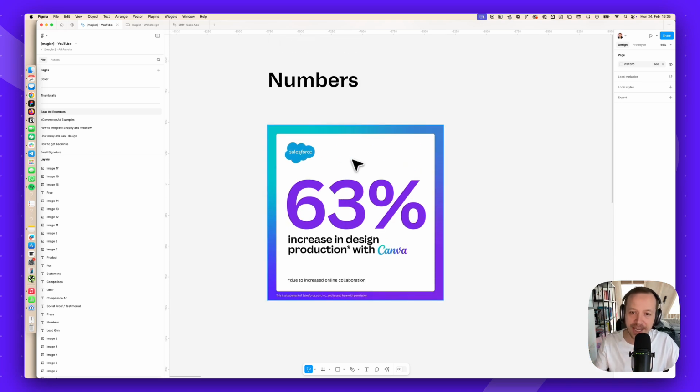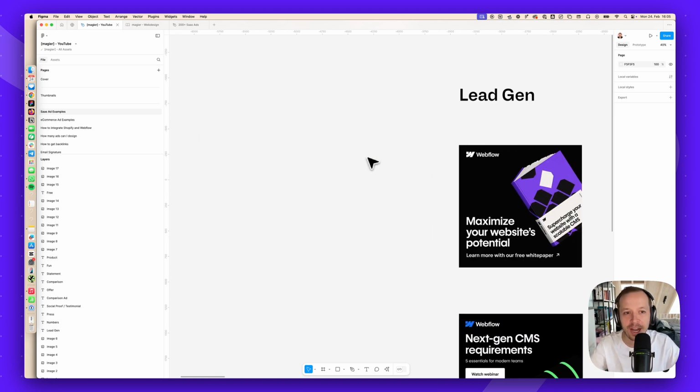Numbers can be tied to case studies, as I said, can be tied to your product, but it can also be something like used by 100,000 other marketers out there. So come up with some ideas and then try it out for yourself.